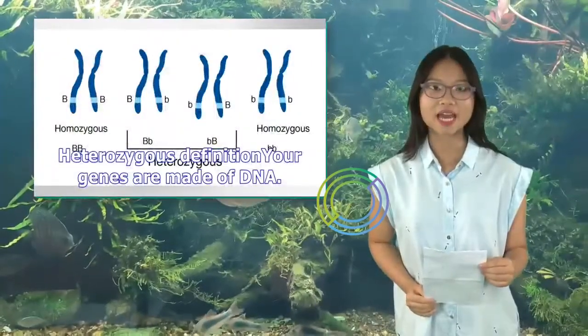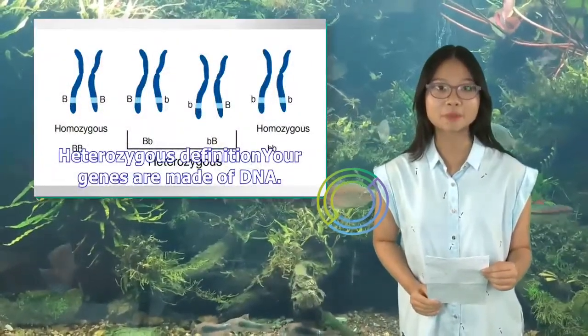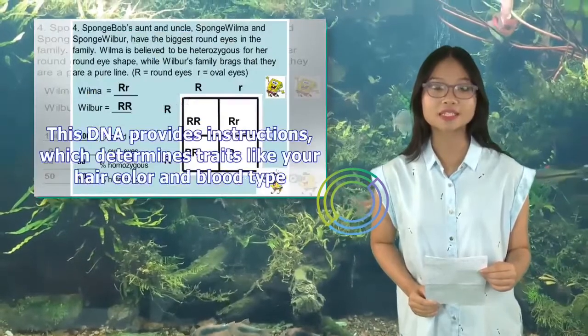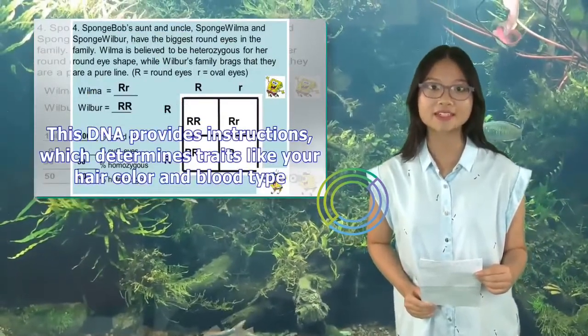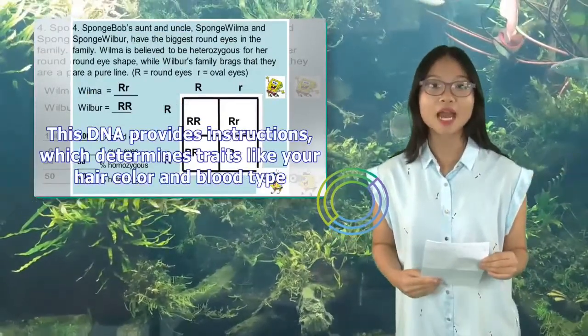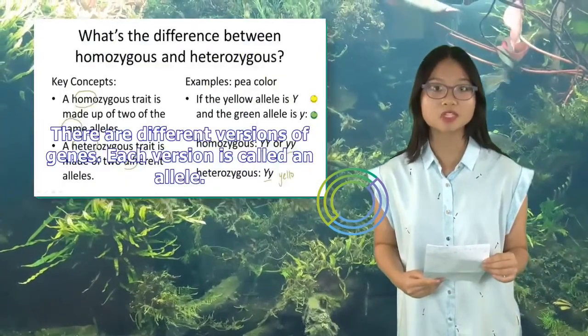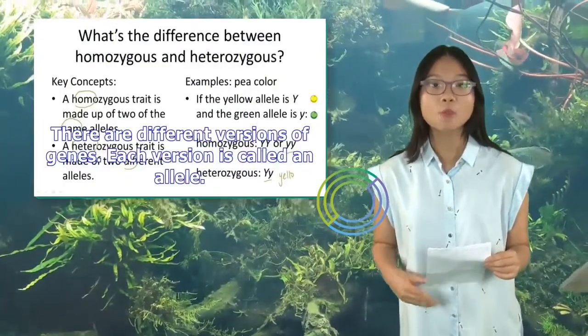Heterozygous definition: your genes are made of DNA. This DNA provides instructions, which determines traits like your hair color and blood type. There are different versions of genes. Each version is called an allele.